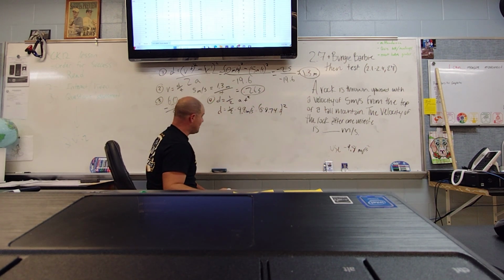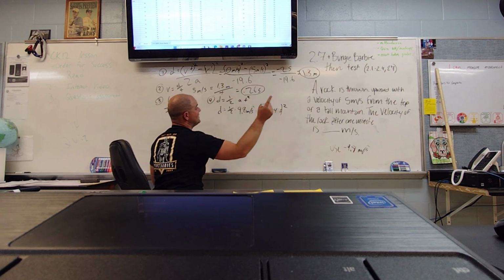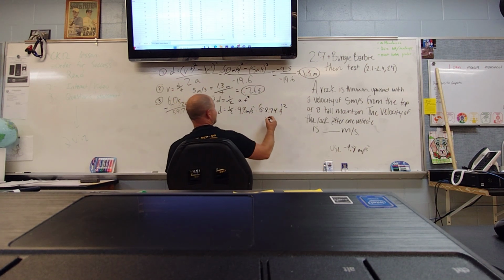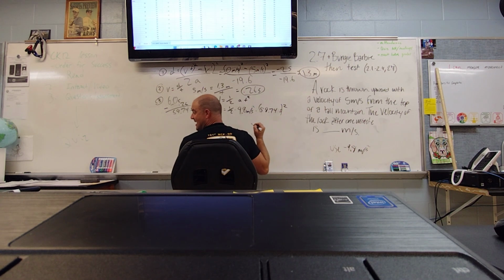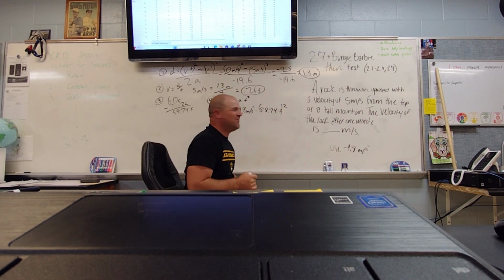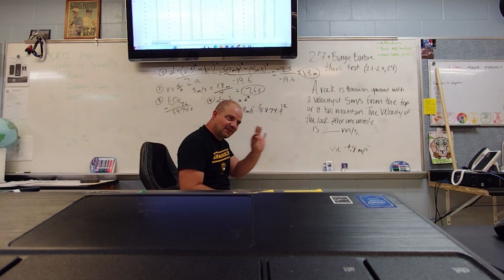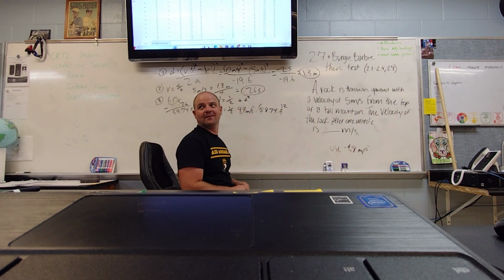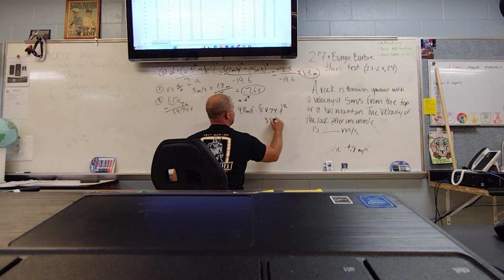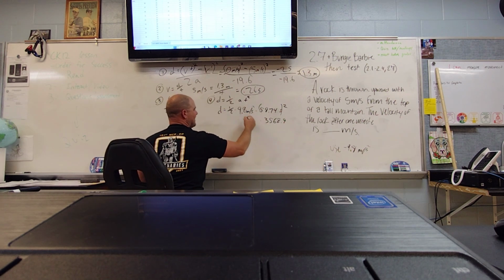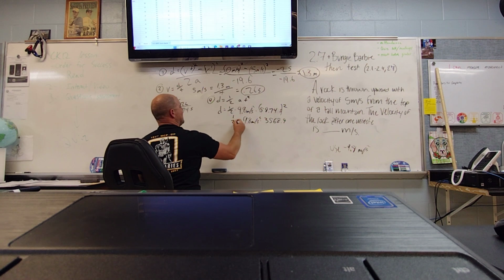Okay, so let's do that first because it's in parentheses. What's 59.74 squared? 3568.9. And then we're going to multiply that by our 9.8 meters per second squared times our 1/2 to get our distance.